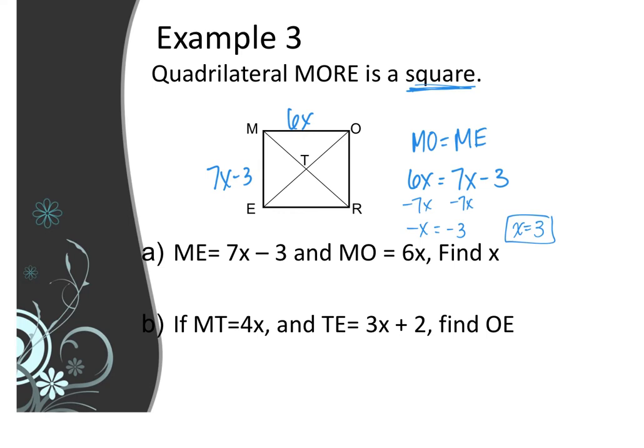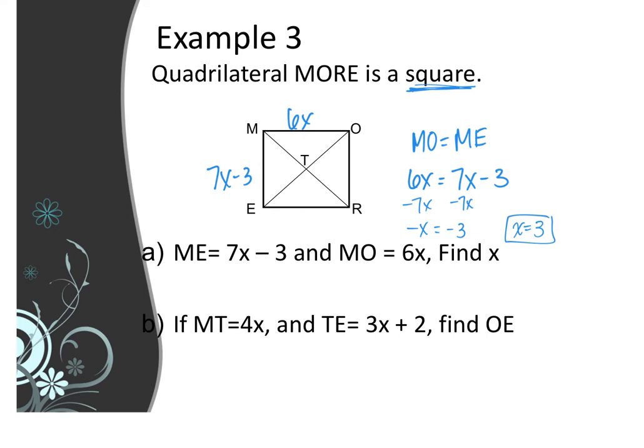So key here, guys, is a square is both a rhombus and a rectangle. So every single property that applied to either of them applies to squares. Got it? Okay. So if MT is 4x and TE is 3x plus 2, find OE.